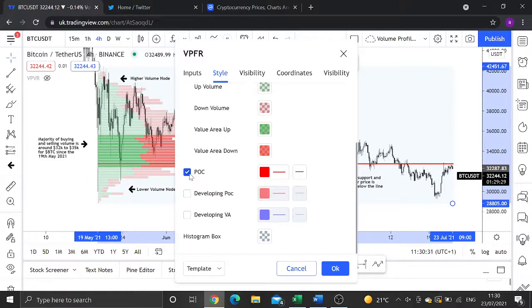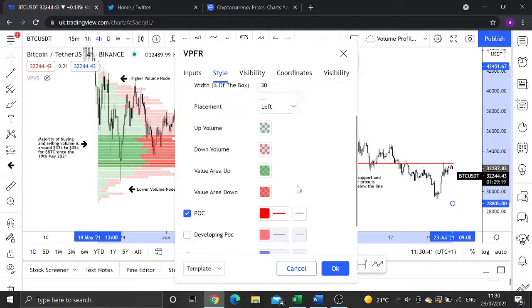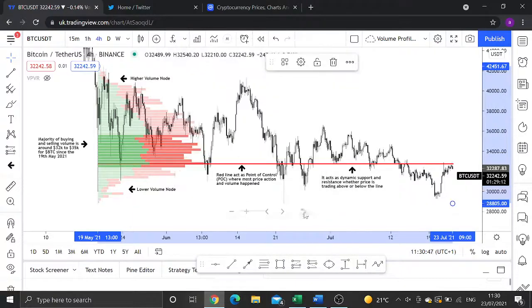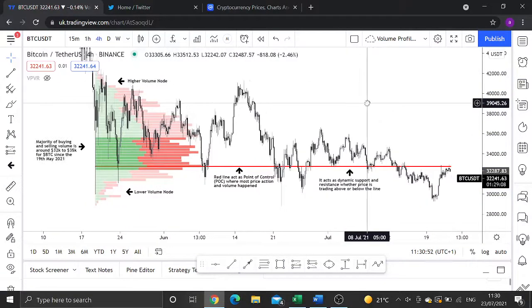POC, which means point of control, I'm going to keep as a red line. Developing POC, I don't really use it. The histogram box, I'm just going to get rid of it. White background, and you can use that. Everything else just stays the same: visibility, coordinates, inputs, everything stays the same. Press OK. Right, so what this tells me, I'm going to break it down for you now.